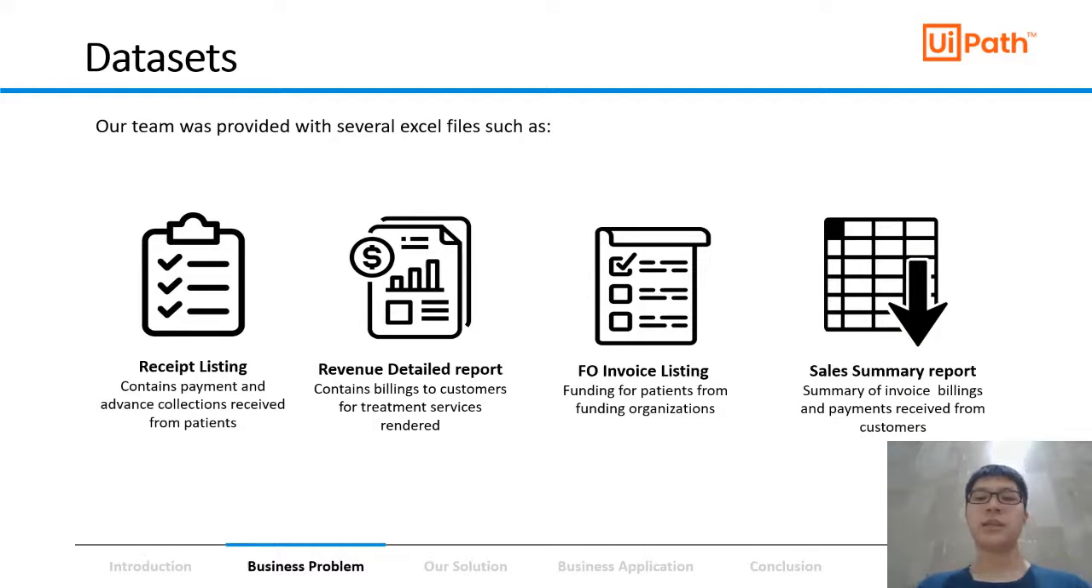These are the data sets provided by Renal team. First, the receipts listing, which contains the payment and advance collection received from patients. Second, the revenue detailed report containing the billings to customers for the treatment services rendered. Thirdly, the FO or funding organization invoice listing, which is the funding for patients from the funding organization. Fourthly, the sales summary report, which is the summary of invoice billings and payments received from customers.